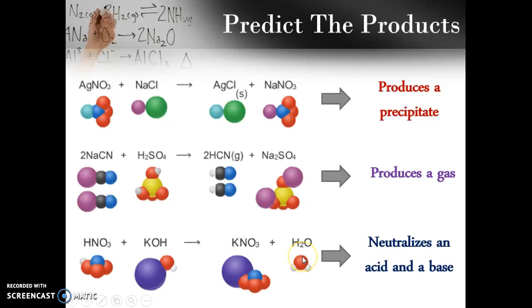And there are typically three things that can happen that will let you know that a double displacement reaction has taken place, because sometimes there will be no reaction, but these three things right here let you know for sure that a reaction has taken place. So if it produces a precipitate, which is just a solid, and I'll talk a little bit more about that on the next slide. Produces a gas, you guys know what a gas is, you're breathing them in right now. Or it neutralizes an acid and a base and produces water.